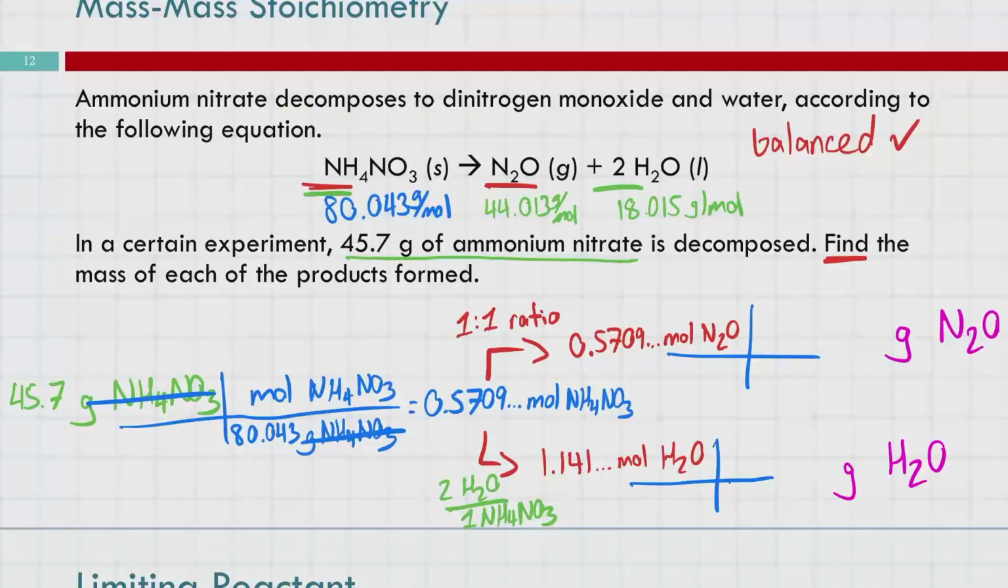All right, so we'll take that. I'm going to do the bottom one first. The 1.14 and change times 18.015 grams per mole equals 20.57. The 5 is our last significant figure, so that rounds up to 6.